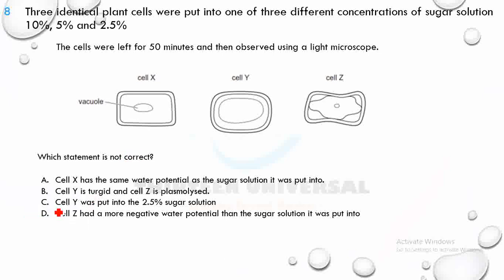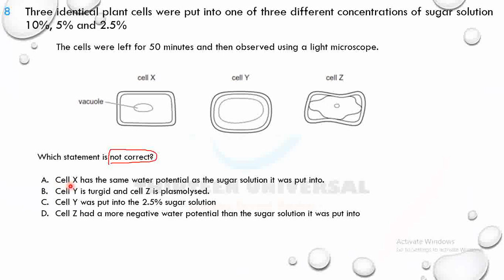So the question is asking which statement is not correct. That means that 3 of them are correct. 1 isn't correct. So which one is not correct? Okay, let's find it. But I want you to pause the video and try it by yourself. Which one is not correct?